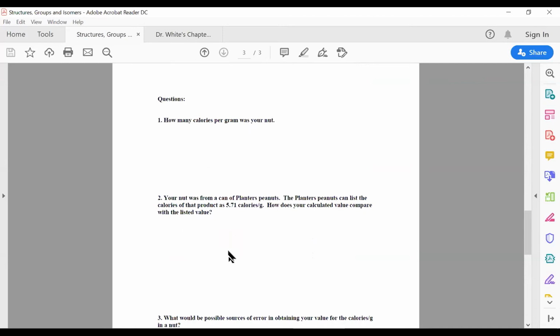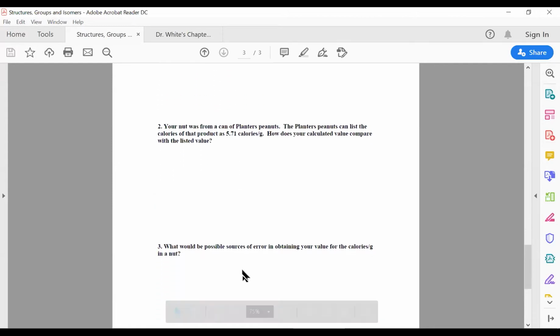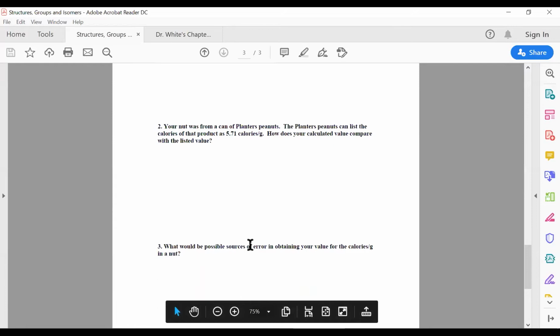Now, here are some questions you need to answer. If we're doing it in class, usually we use Planters nuts, peanuts. And if you look on the label, when you do a little math, which I helped you out with, the actual value on the can is 5.71 calories per gram. Did you get something similar? That's what I'm asking.